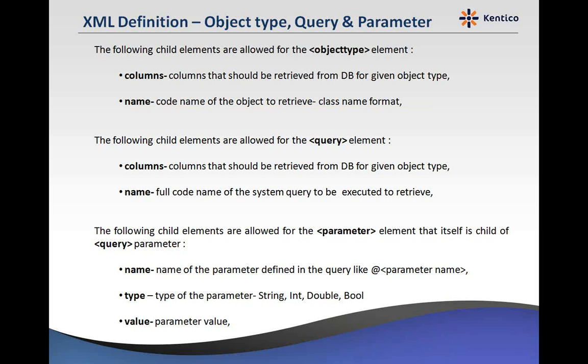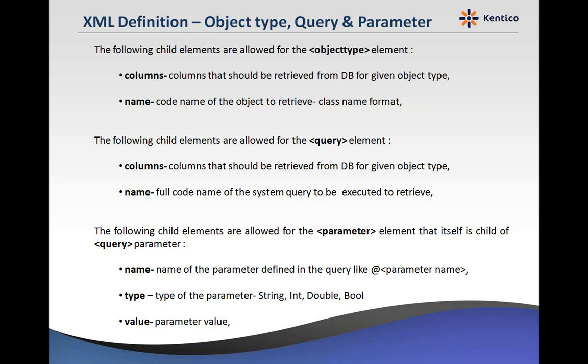Instead of object type and data source, you can use the query, as already mentioned. You specify the columns and the name. In this case, the name is the full code name of the system query that should be executed. The name of this query should be in format class name dot query name. So CMS site dot select site list or something like that.